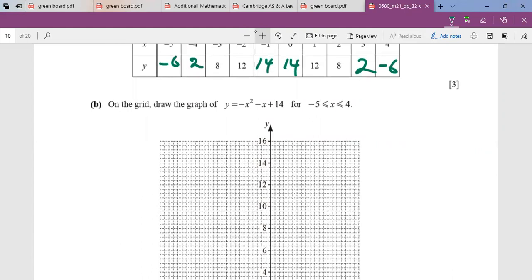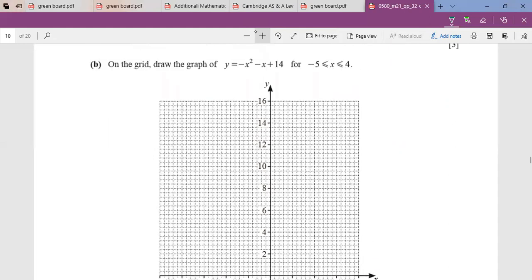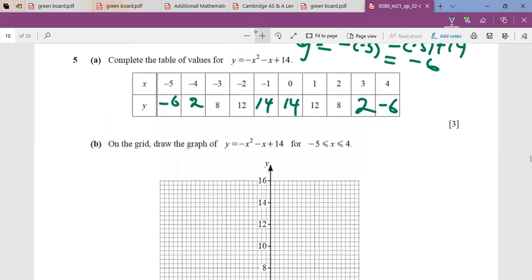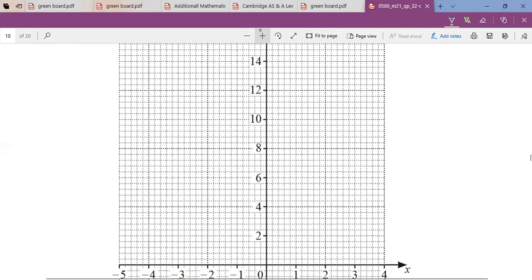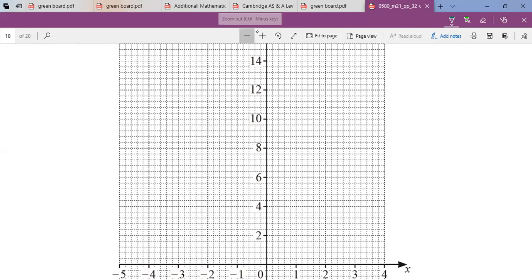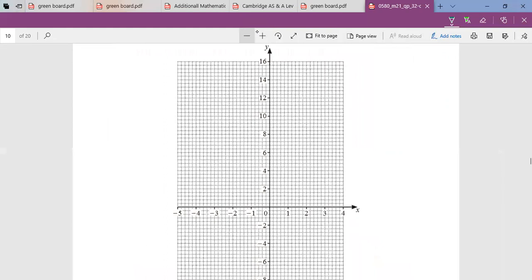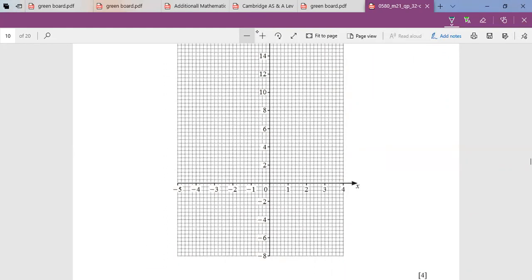On the grid, draw the graph of y is equal to negative x squared minus x plus 4 for that range. So the only thing that we need to do is to be plotting. We'll be plotting negative 5 comma negative 6 up to the end. The first one is negative 5 comma negative 6. So negative 6 is somewhere here. This is the point. And the next one is negative 4 comma 2. This is the point, this is the line, so somewhere here.